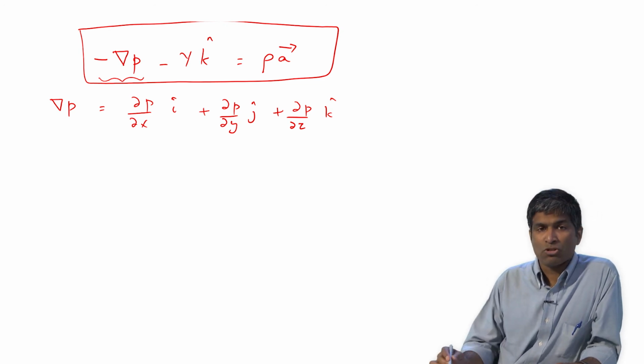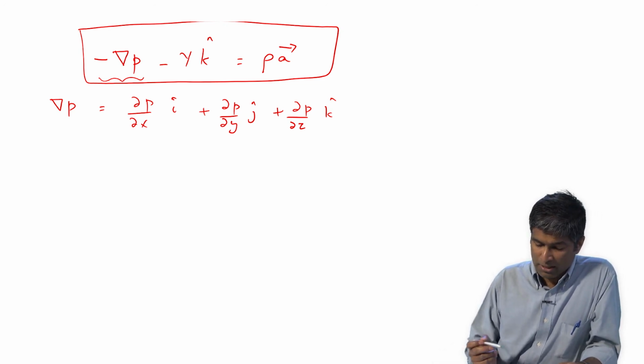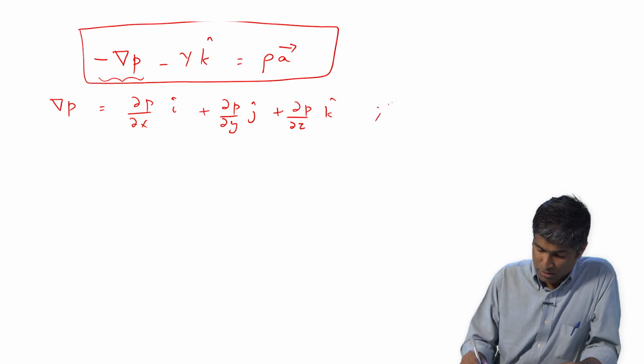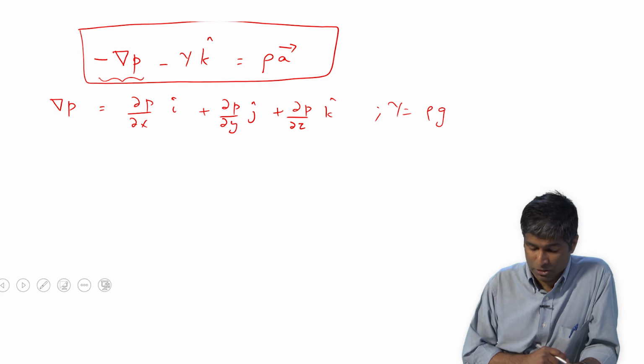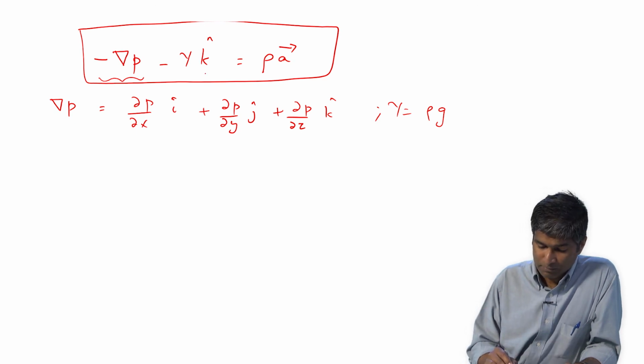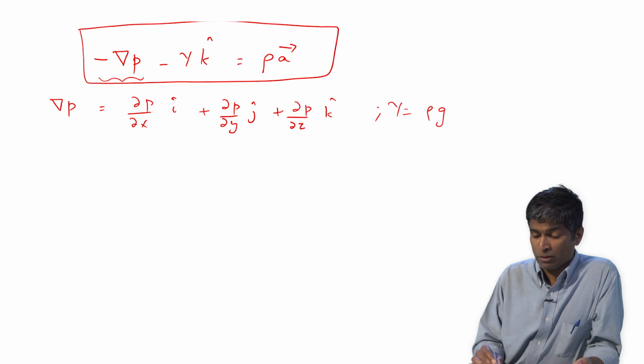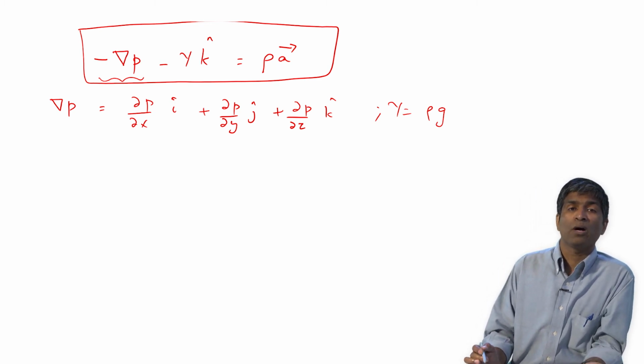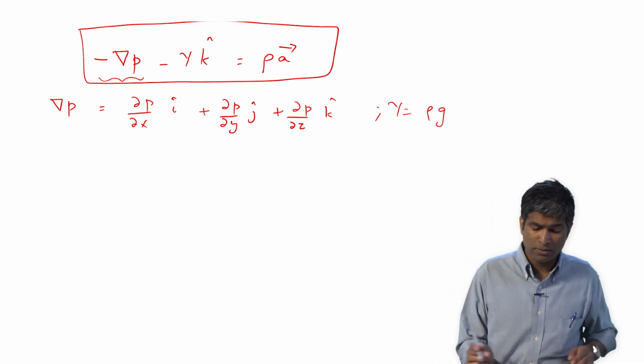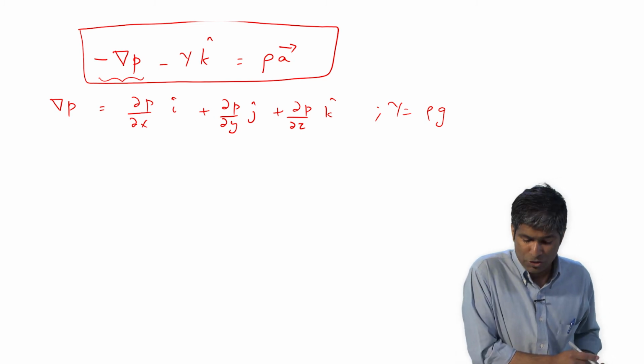So if I were to write that out separately, minus gamma k, where gamma is rho g, would show up only in the equation in the z direction. For the other two directions, the equation would have no gravity, it would just be minus ∂P/∂x or minus ∂P/∂y equals rho ax or ay. So you can expand this out, but this is the general form of the equation.